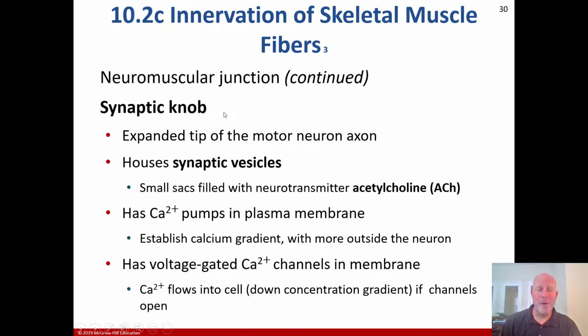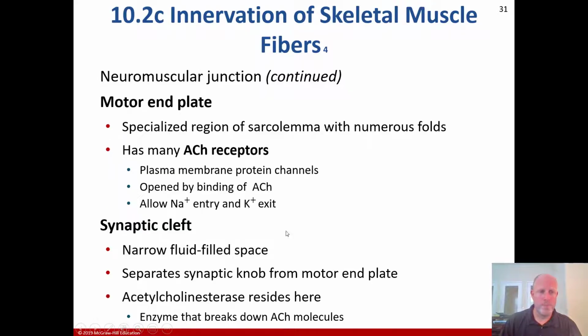The synaptic knob on the neuromuscular junction is the expanded tip of the motor neuron axon. It houses the synaptic vesicles, which are small sacs filled with the neurotransmitter acetylcholine, ACh, and it has calcium, Ca2+, pumps in the plasma membrane. It establishes the calcium gradient, with more outside the neuron. It has voltage-gated calcium, Ca2+, channels in the membrane, and calcium flows into the cell down the concentration gradient if the channels are open.